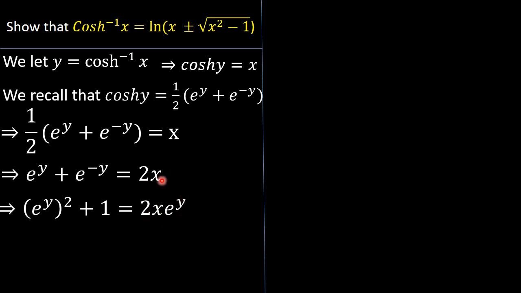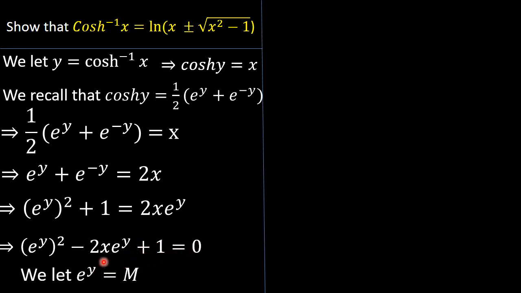That's great. So now if we send 2x e raised to the power y inside, we are simply going to have e raised to the power y, all that squared, minus 2x e raised to the power y plus 1, which gives us 0. Good. Now guys, we can make a suitable substitution, because at this point we can easily recognize that e raised to the power y, all that squared, minus 2x e raised to the power y plus 1 equal to 0 is a quadratic equation in terms of e raised to the power y.